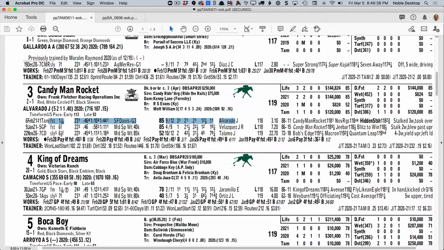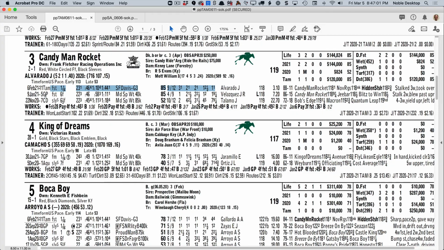And we can see over here that the track condition for Candyman Rocket's last race was fast. Sorry about that. There we go. It was fast, and it was a 1.16 race. So both track condition and distance are very important. In this case, Candyman Rocket has already proven that he can run the top number on a fast track, and we're assuming the track will be fast tomorrow, but it might not be, at a 1.16. So he looks like a pretty solid favorite.